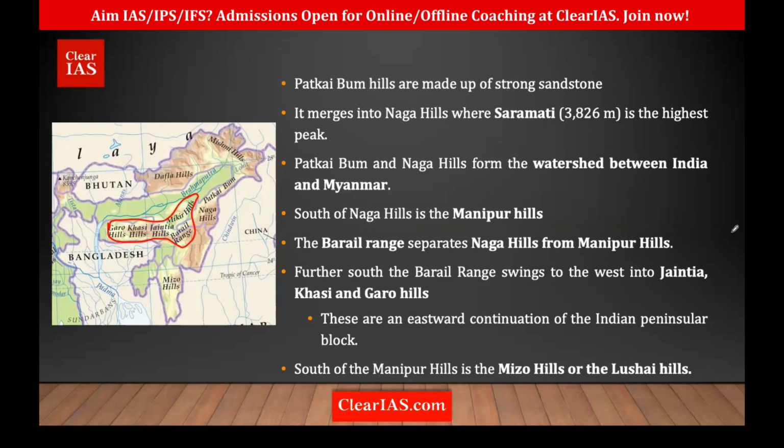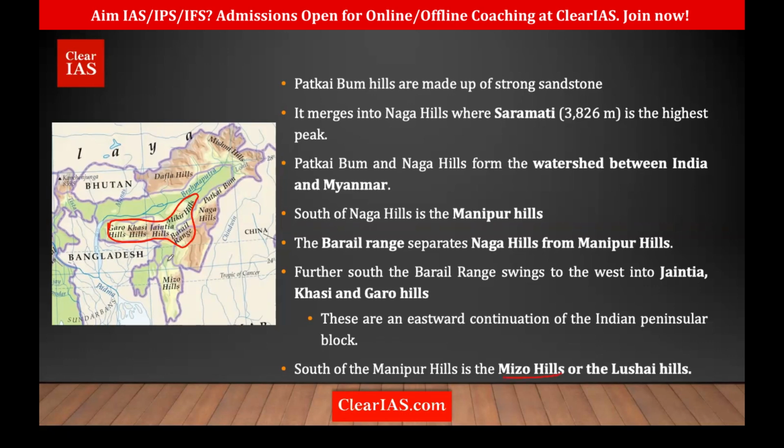Clear? No doubt, right? It's very easy. On top there is Patkai Bum, then comes the Naga Hills. Then below the Naga Hills there is the Manipur Hills, and horizontally there is the Barail range. Then below the Manipur ranges, we have the Mizo Hills.